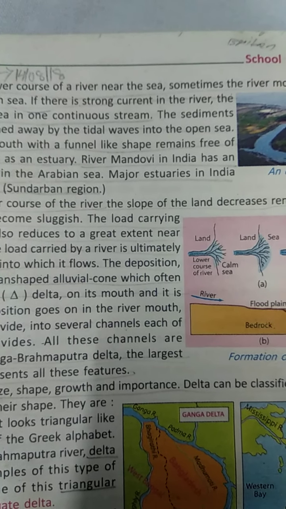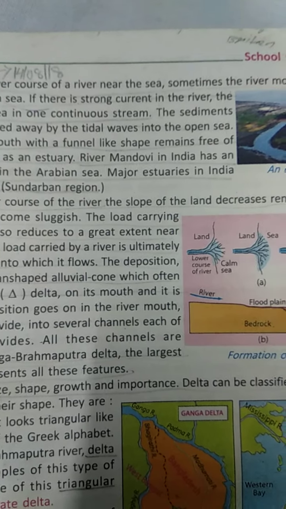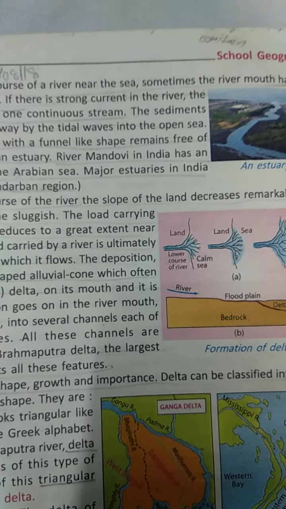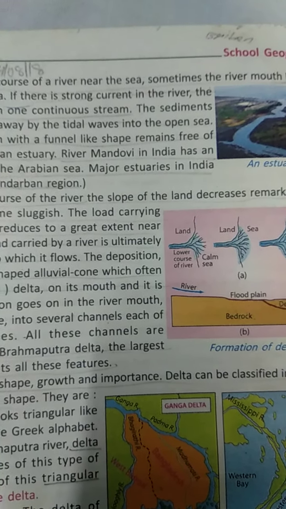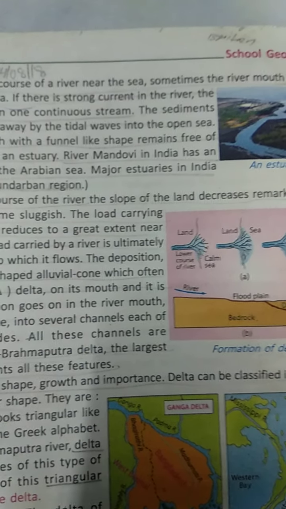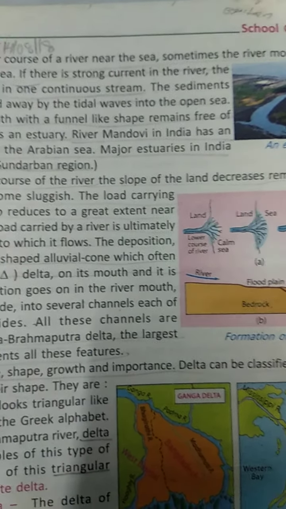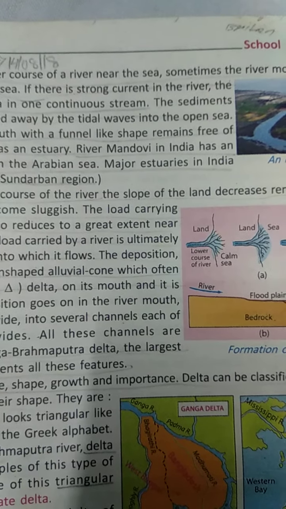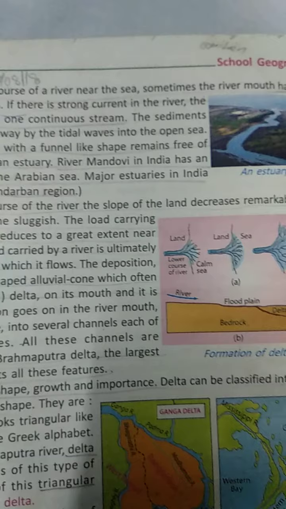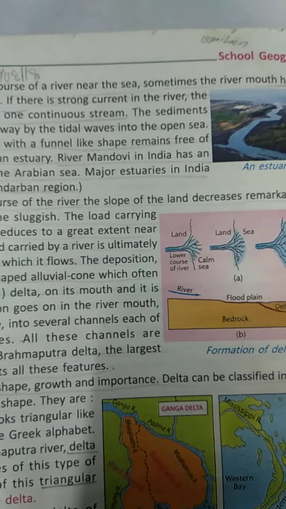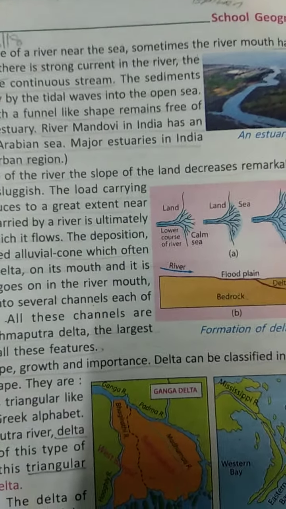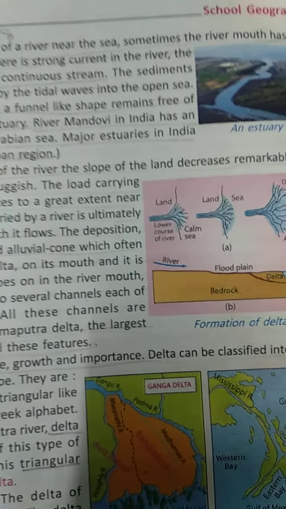most of the load carried by the river is deposited where it is flowing into the sea. When the river is flowing into the sea, this deposition occurs by the side of the river or at the mouth of the river. Such deposition, what does it give? It gives a fan-like structure, like what we have seen in the alluvial fan.